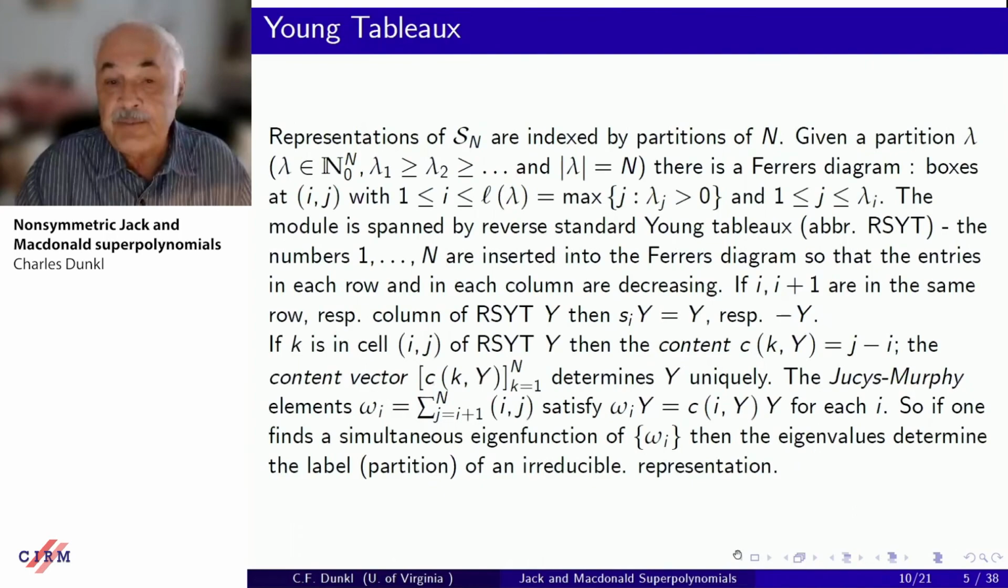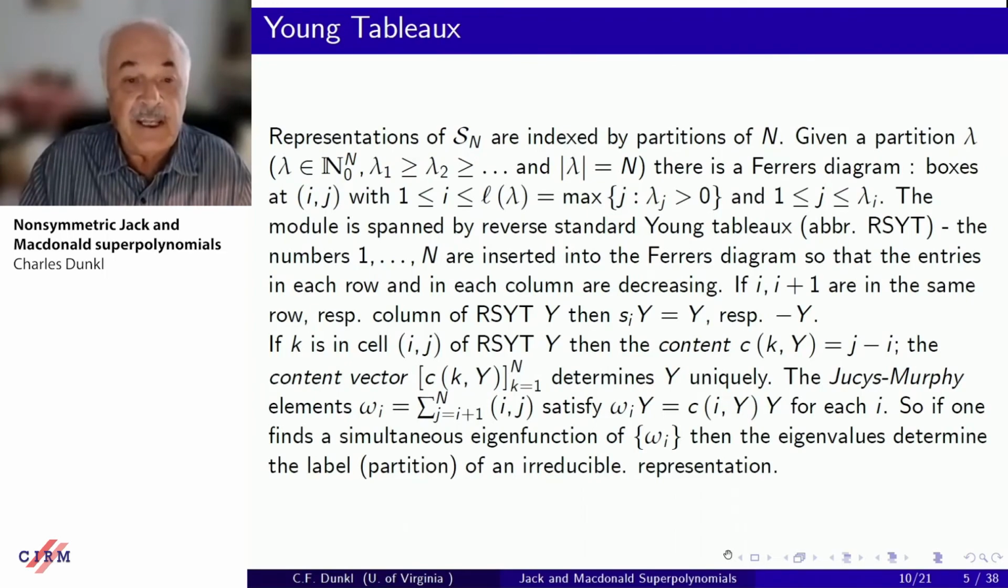The representations of the symmetric group are indexed by partitions of n. Given the partition, this means non-increasing labels, you form a Ferrers diagram. You have boxes at (i, j), where i is less than or equal to the length, the number of non-zero entries, and j is between 1 and lambda_i. I use reverse standard Young tableaux. This comes from the choice of the Cherednik operators starting from the front. So you put the numbers 1 to n into the Ferrers diagram, so that the entries in each row and each column are decreasing. And then the action of the symmetric group, this is only a superficial part.